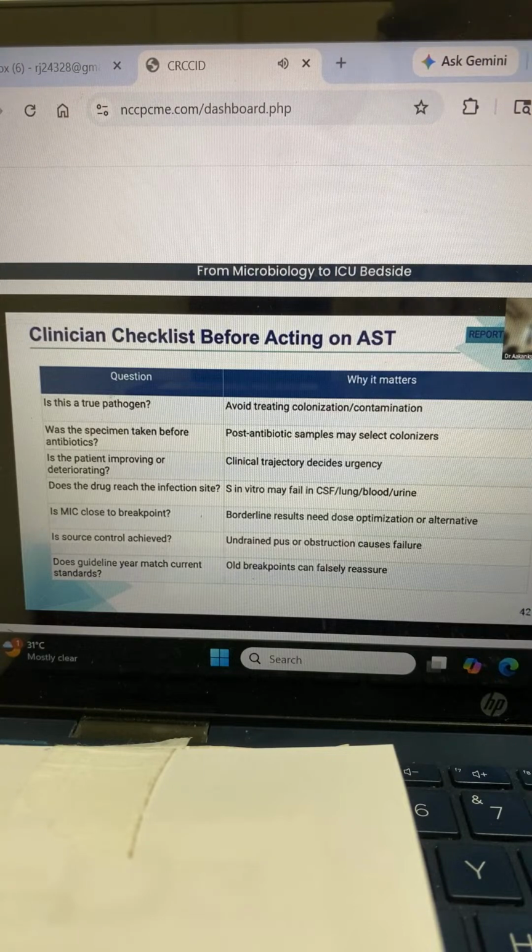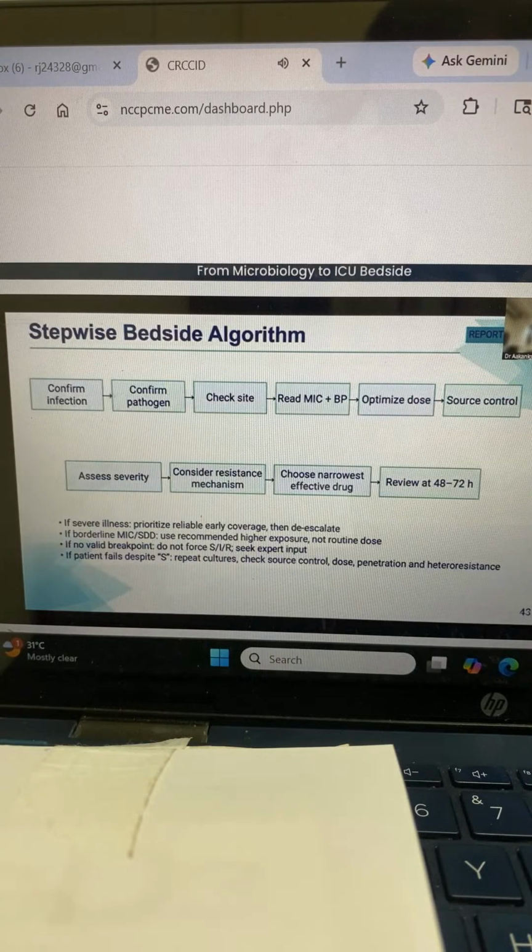Is MIC close to the breakpoint of the antimicrobial that you've selected? Has the source control been achieved or not? And does the guideline here match the current standards? So this is a checklist that you must always keep in mind before actually acting on your AST report.